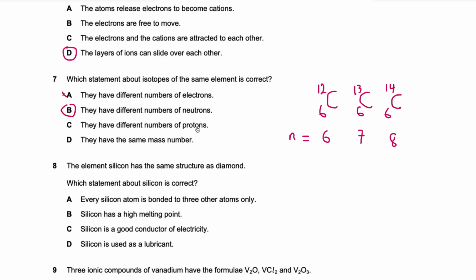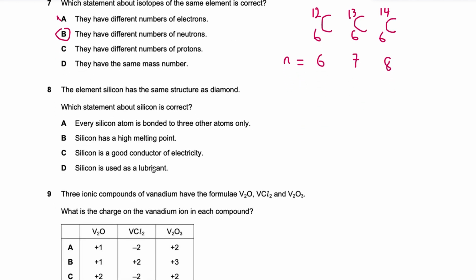They have different numbers of protons? No, all the protons are the same. Protons are the same as the atomic number. They have the same mass number? No, they don't have the same mass number. You see the masses are different. So we'll go to question number 8.